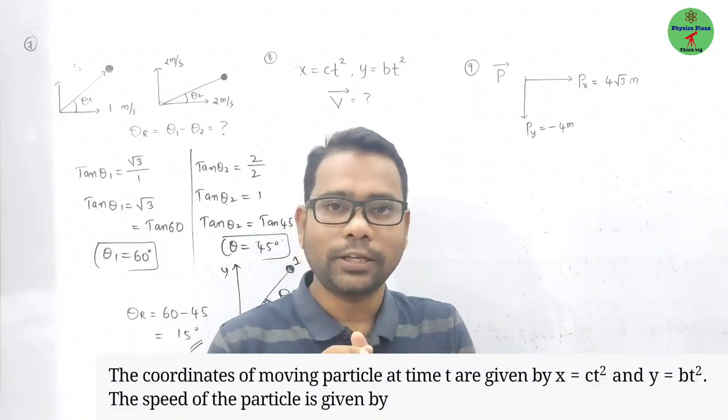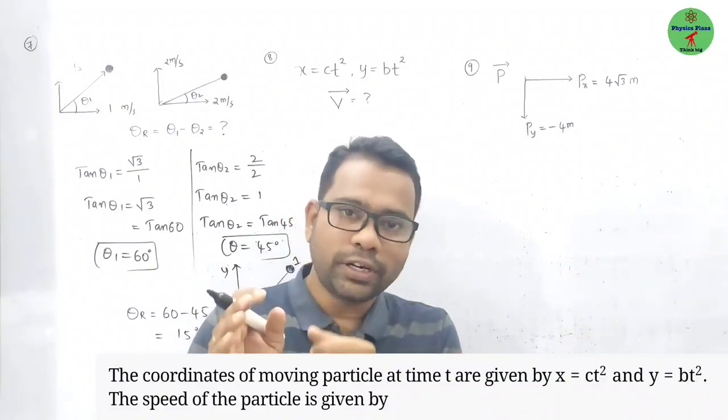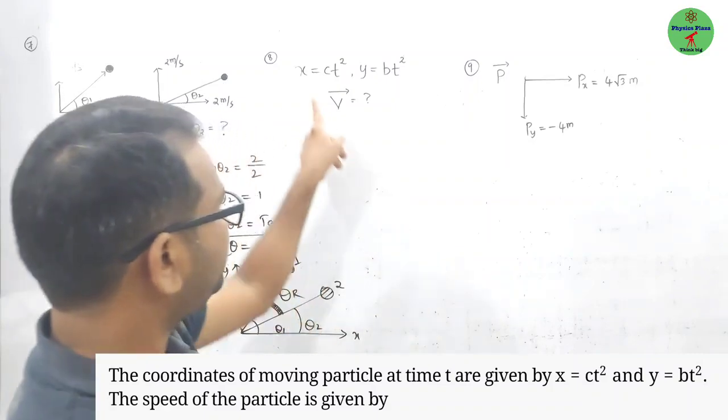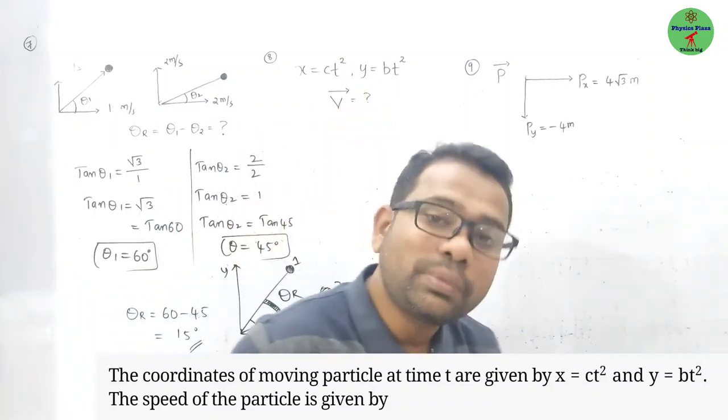Now a particle is moving with some velocity. After time t, children, its x component is ct square, y component is bt square. Now they are asking us to calculate the magnitude of the velocity. So first let us calculate the horizontal component of the velocity and the vertical component of the velocity. So here x and y are nothing but the displacement.